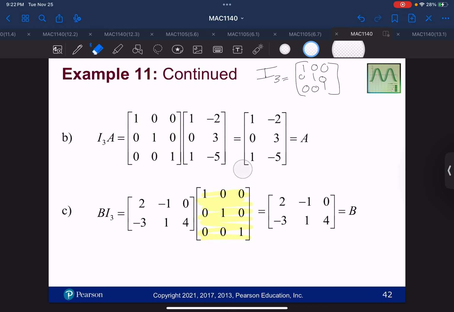Okay, so the second example wanted us to multiply the 3 by 3 identity matrix, so this matrix here, by A. Notice that they're asking us to do the 3 by 3 because it has to match with A in this order, which is a 3 by 2. So if I'm switching the order now and putting the matrix A second, then I have to multiply it by a 3 by 3 identity matrix so that the inside numbers match. And of course, this would equal a 3 by 2 matrix.